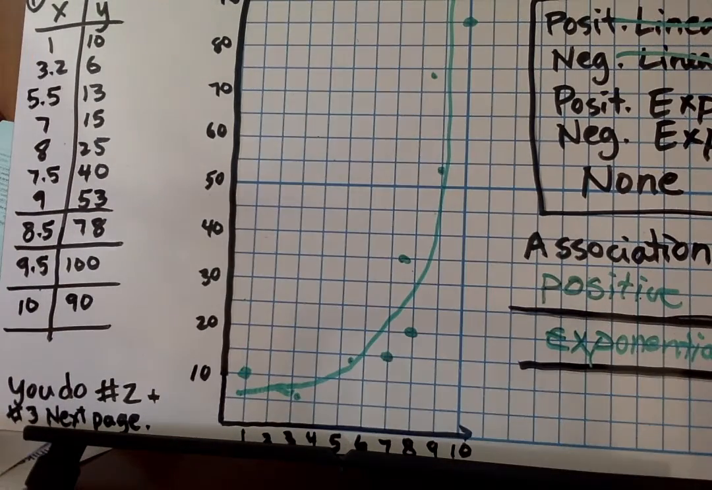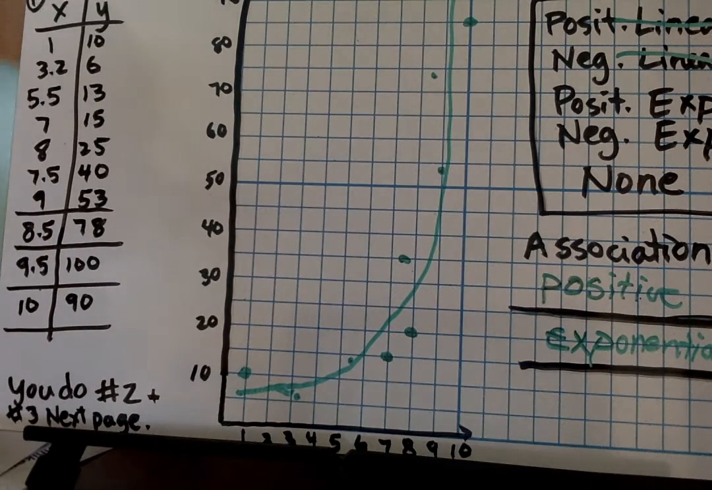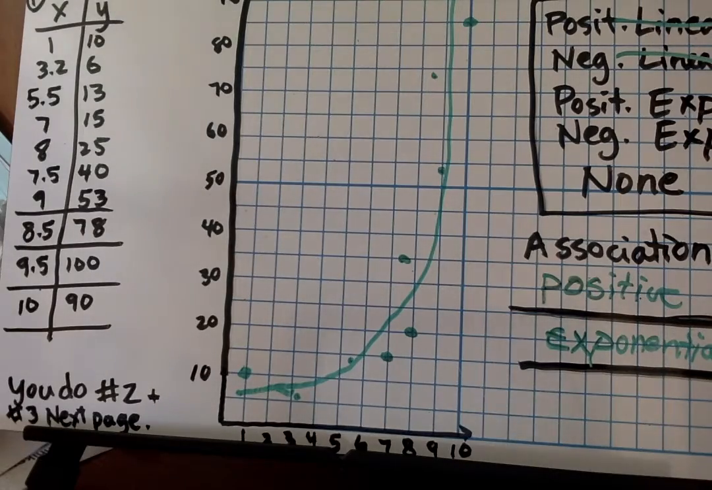Okay, all right, I'm going to let you do the rest on that page. I'm going to go on to the next page. And it says, use the model to answer the question. I'm going to jump to number 6.